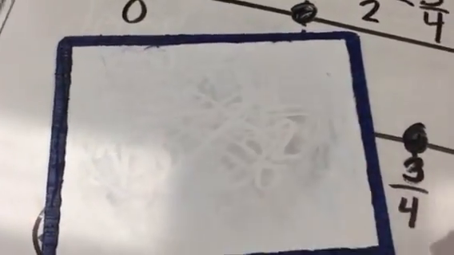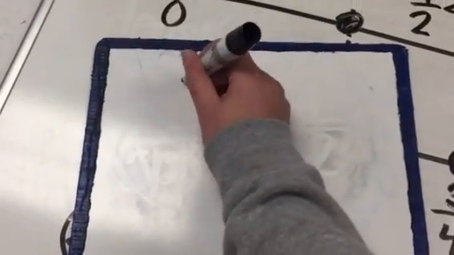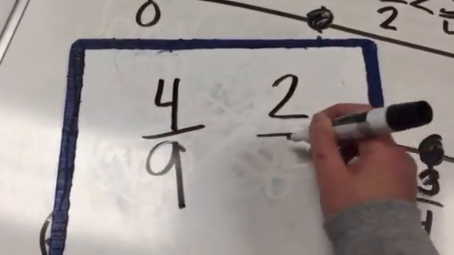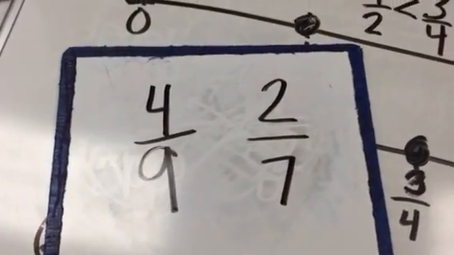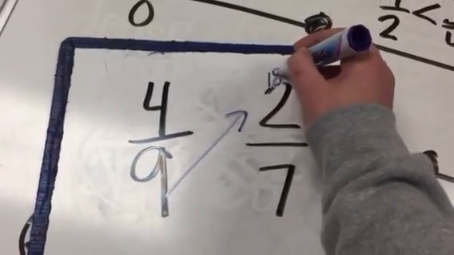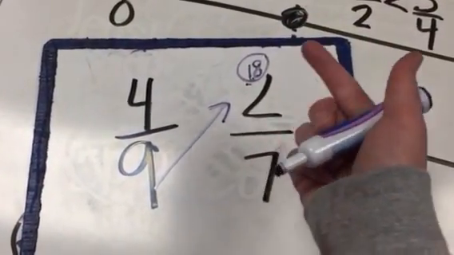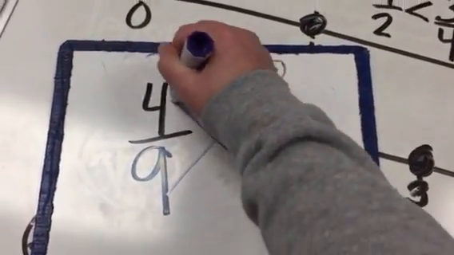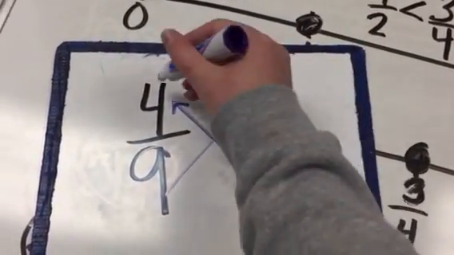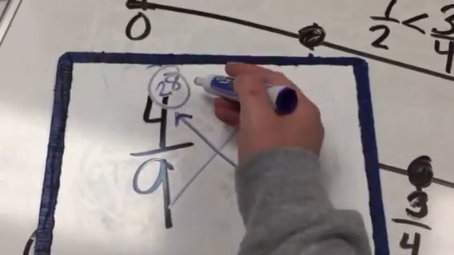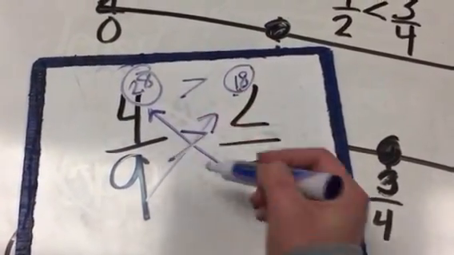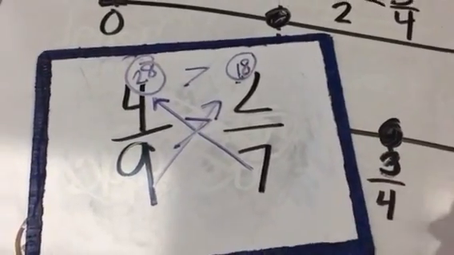Keep watching. 4 9ths and 2 7ths. 9 times 2 is 18. 9, 18. Remember our song? 7 times 4 is 7, 14, 21, 28. 28. 28 is greater than 18. So 4 9ths is greater than 2 7ths.